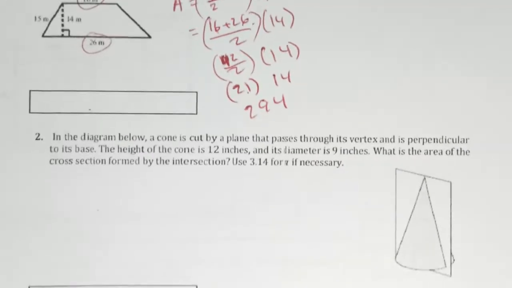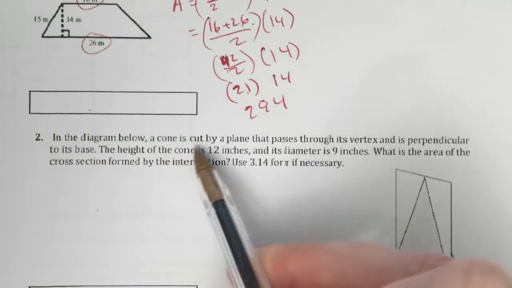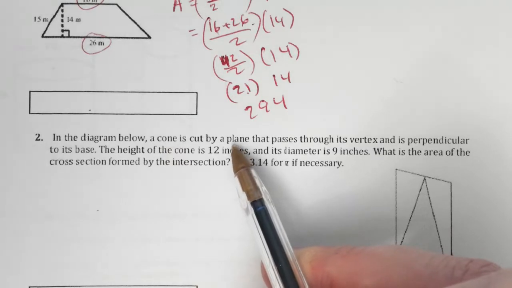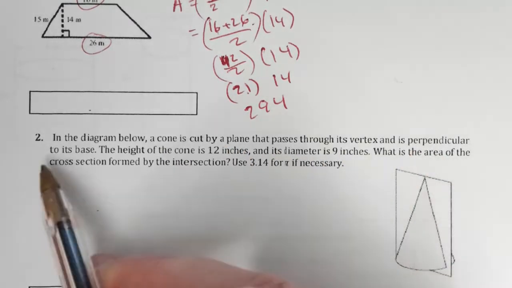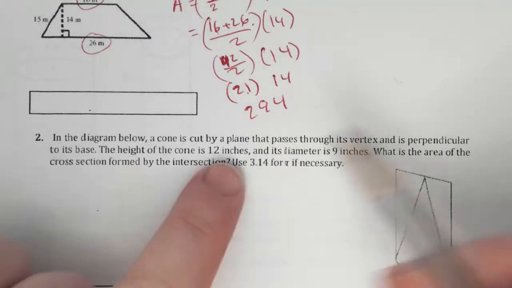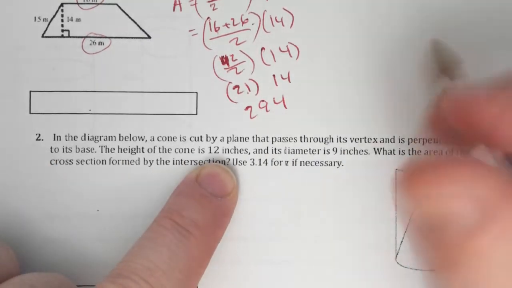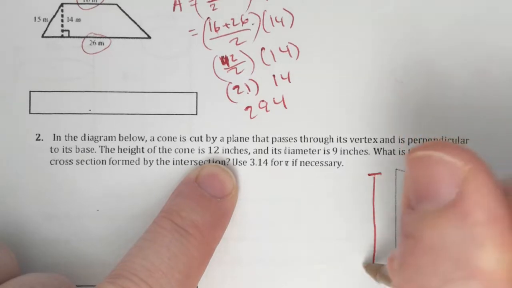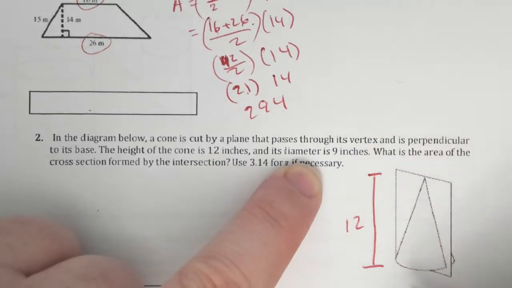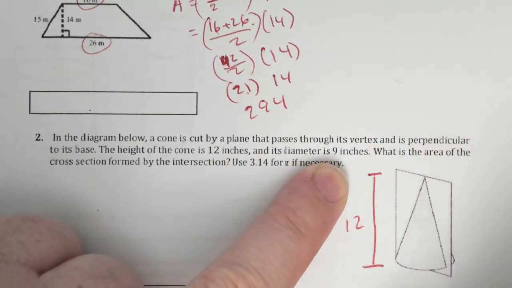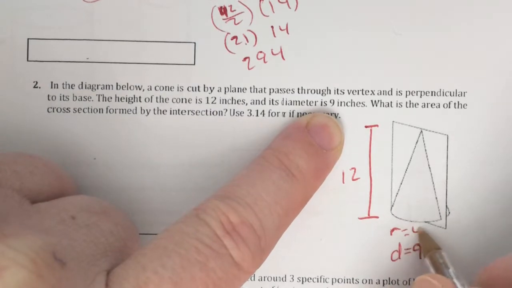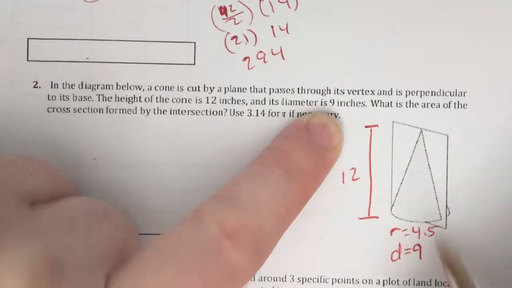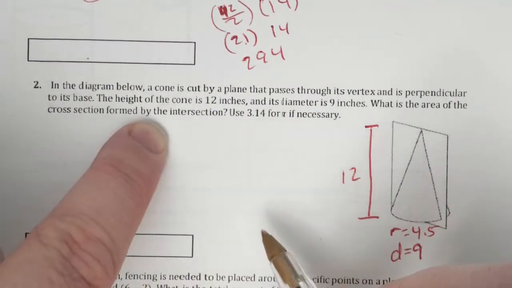Number 2, in the diagram below, a cone is cut by a plane that passes through a vertex and is perpendicular to the base. I'm just going through the motions of labeling everything. The height of the cone is 12, and the diameter is 9. So if the diameter is 9, the radius would have to be 4.5 because I just divided by 2, right? What is the area of the cross section?